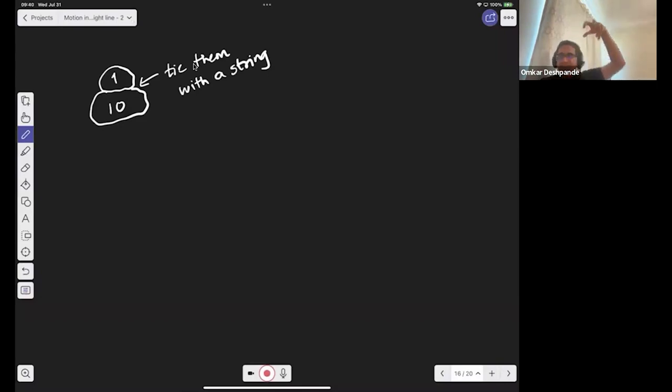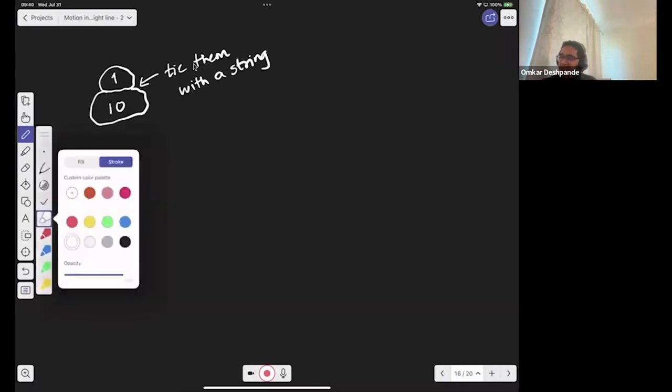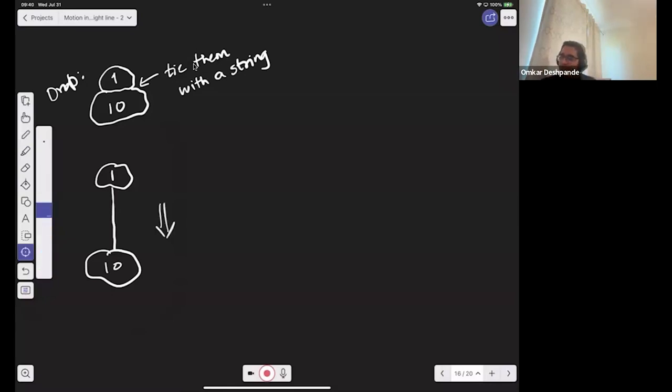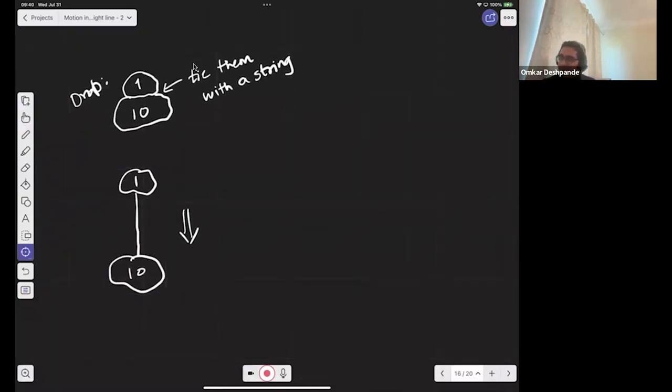So that means the string that is tying them together would become stretched. It would become like this, right? It would become like this as the object falls. So the 10 kilogram mass is trying to fall at a higher speed. And as it tries to fall with a higher speed, it is going to pull the 1 kilogram mass downward to make it try to fall a little faster than its natural speed.